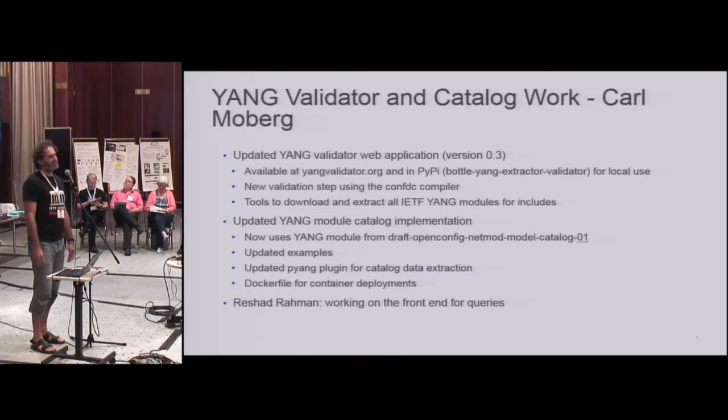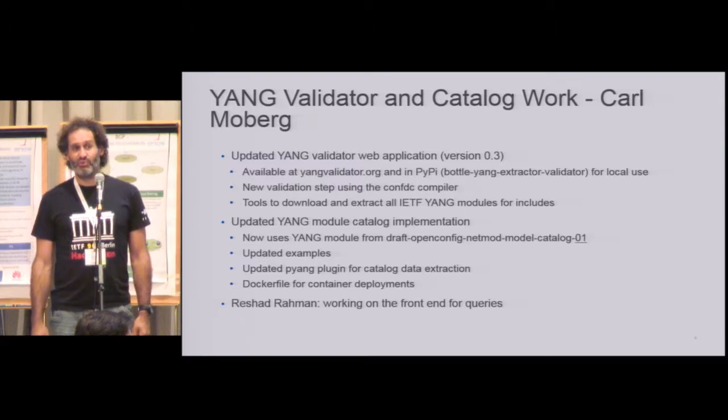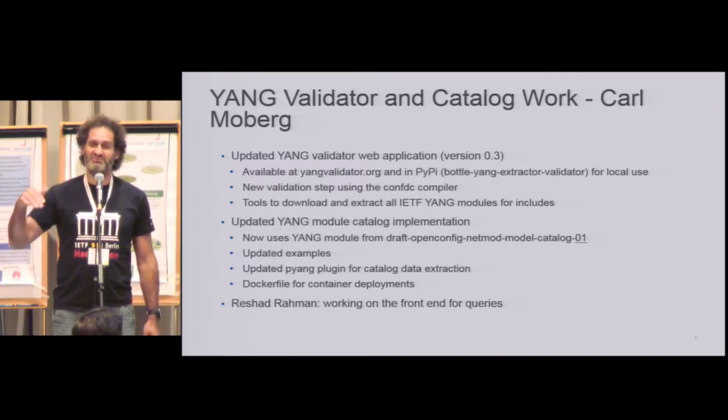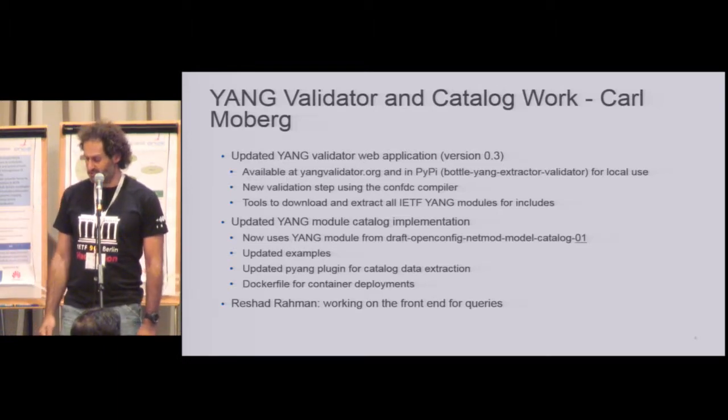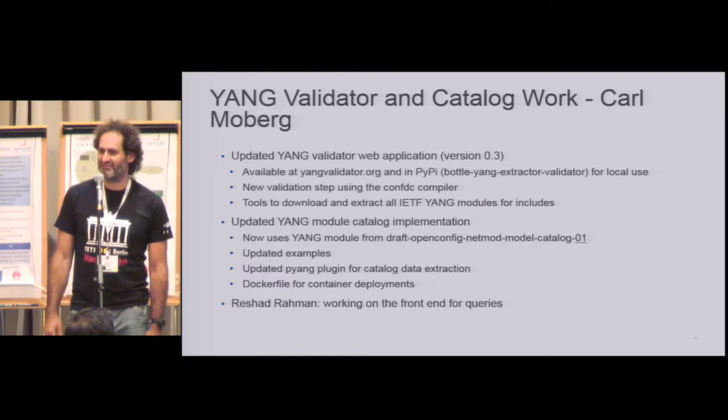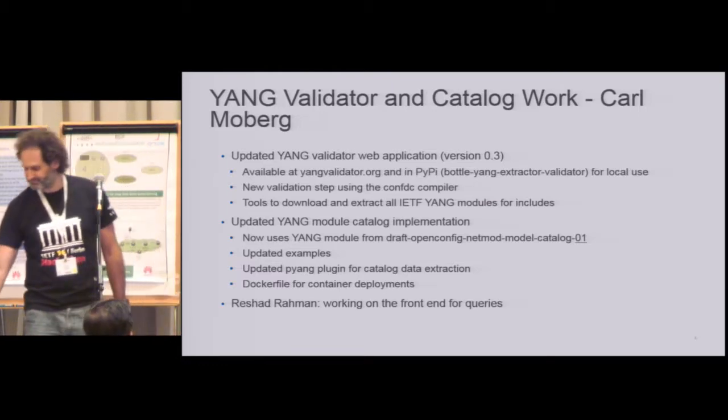What Carl worked on also is a catalog of all the Yang models. If you look at the Yang models industry, we've got about 1,000 of them, from different SDOs, etc. So we're working on a catalog to put all these Yang models in with the different attributes from the different SDOs. And Reshad is working on the new front end for querying this.